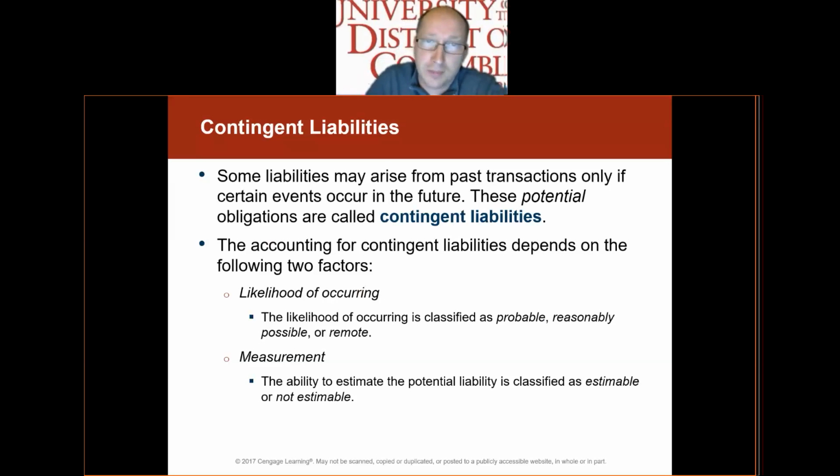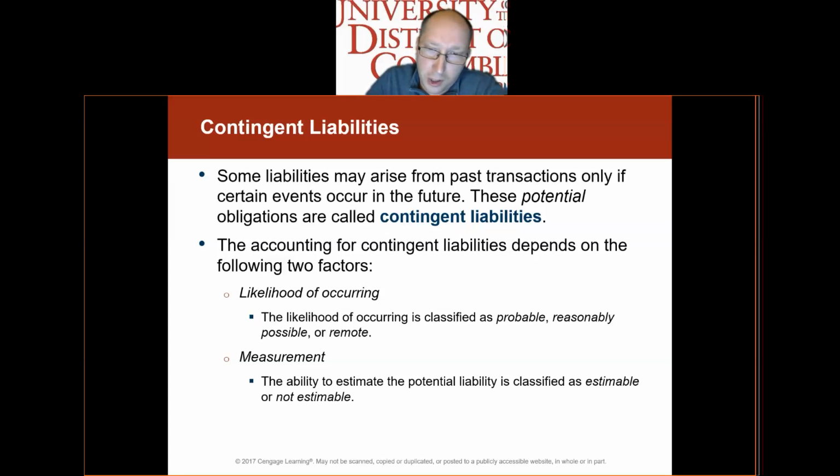Some liabilities may arise from past transactions only if certain events occur in the future. Call these potential obligations. We call them contingent liabilities. The word contingent means likelihood, the likelihood of something occurring. So for a contingent liability, it needs to be likely that it will occur, and it must be measurable.